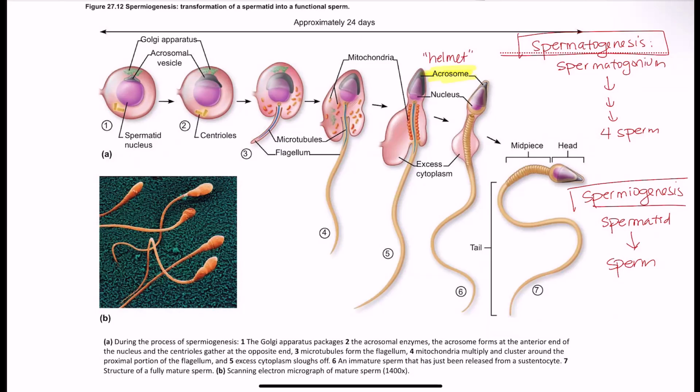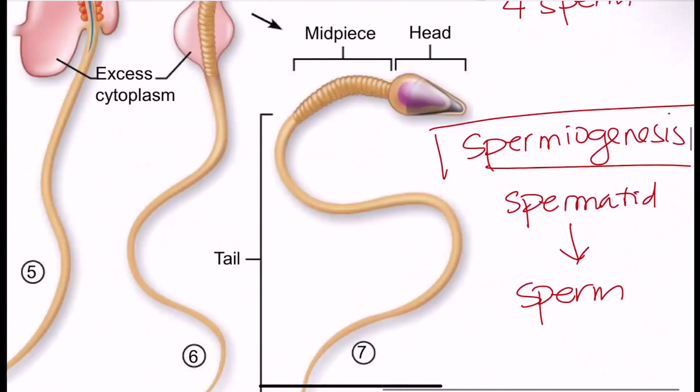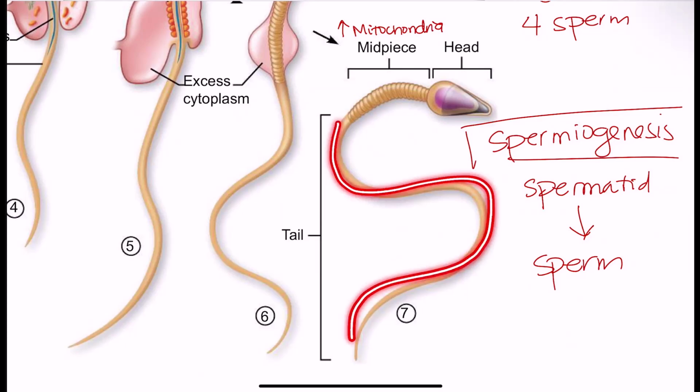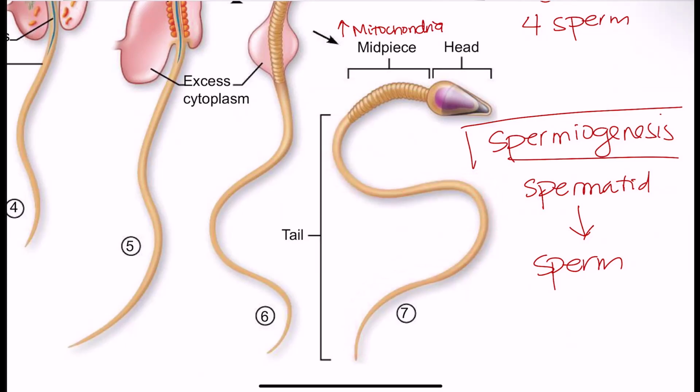The acrosome is on top of the head, and then behind the head is the midpiece. The midpiece contains lots and lots of mitochondria. And those mitochondria help power the movement of this tail. The tail is also called a flagellum. It moves in this whip-like way. And so those sperm can move, powered by the ATP produced by the mitochondria.